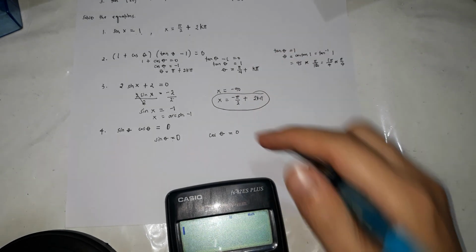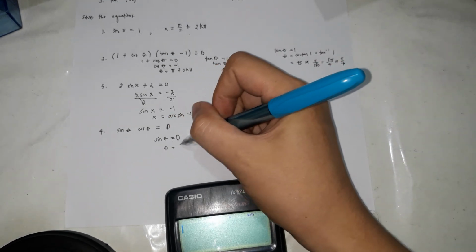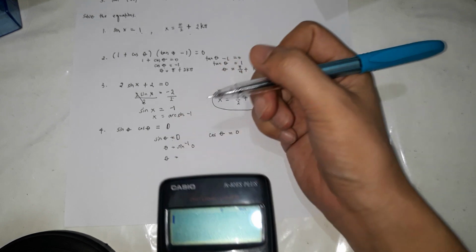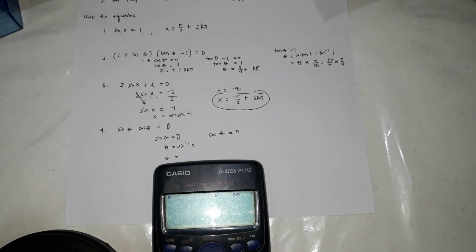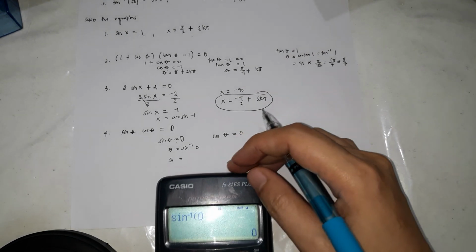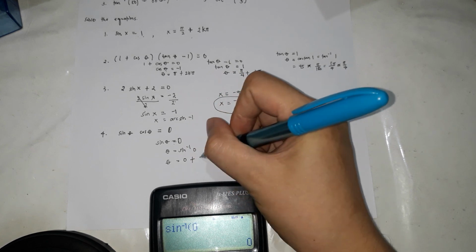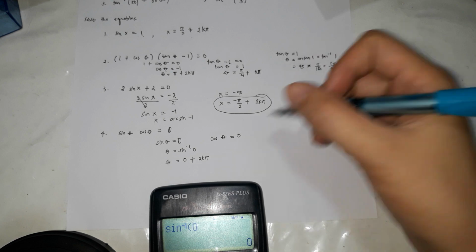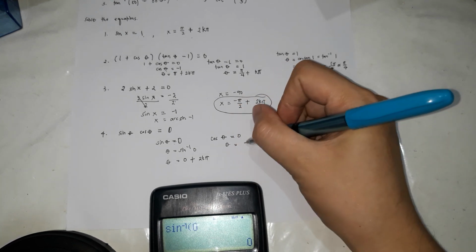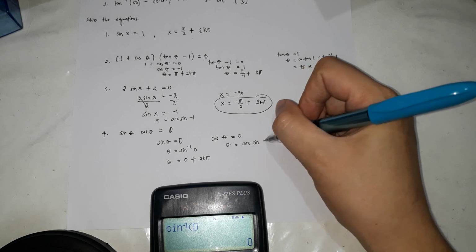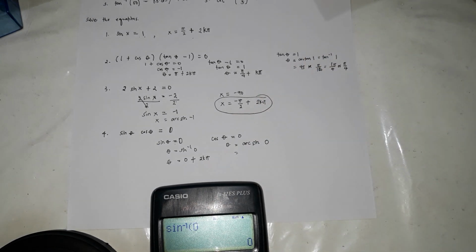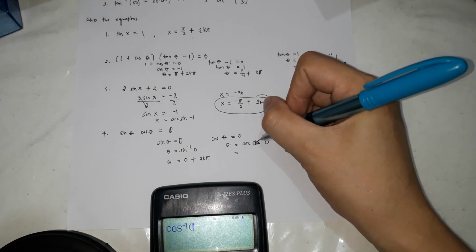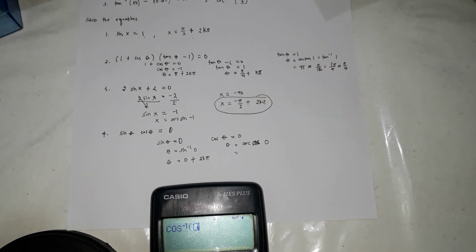So theta is equal to sine to the negative 1 of 0, which is 0. So 0 plus 2k pi, because the period of sine is 2 pi. Next, theta is equal to arc cosine, sorry, arc cosine of 0.